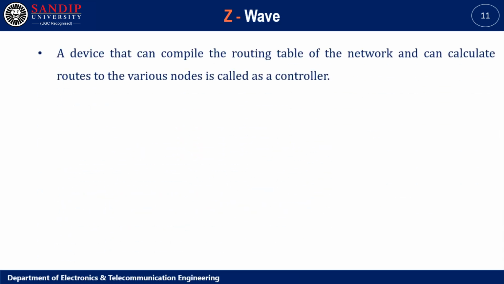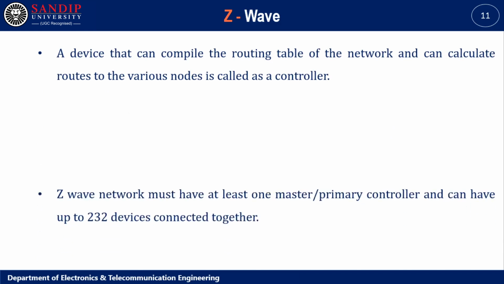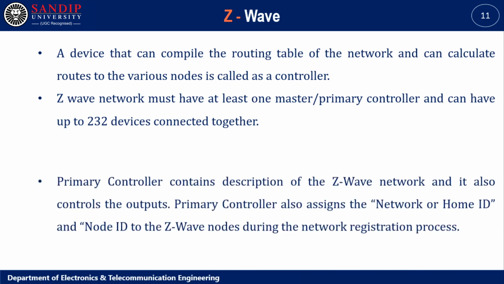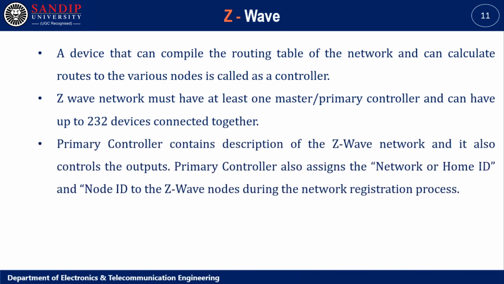A device that can compile the routing table of the network and can calculate routes to the various nodes is called a controller. A Z-Wave network must have at least one master primary controller and can have up to 232 devices connected together. The primary controller contains the description of the Z-Wave network and it also controls the outputs. The primary controller also assigns the network or home ID and node ID to the Z-Wave nodes during the network registration process.